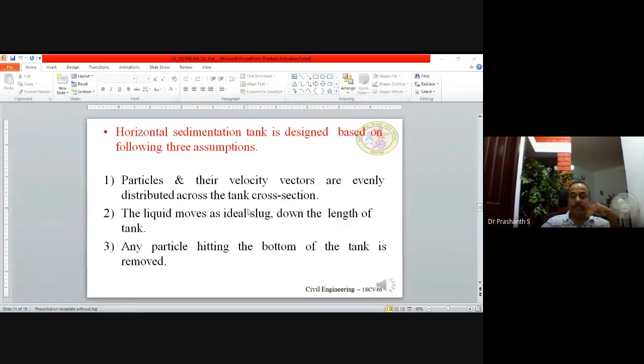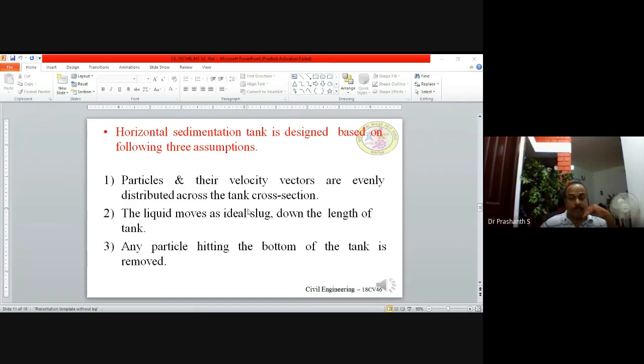We have discussed the vertical clarifier. Now let us see the design concepts of the horizontal sedimentation tank. The horizontal sedimentation tank is designed based on three assumptions. Particles and their velocity vectors are evenly distributed across the cross section of the tank. That is one thing you have to keep in mind. Liquid moves as an ideal slug, so a layer of liquid enters, then it moves along the length of the tank. Any particle hitting the bottom of the tank is removed. So these three important assumptions are made.